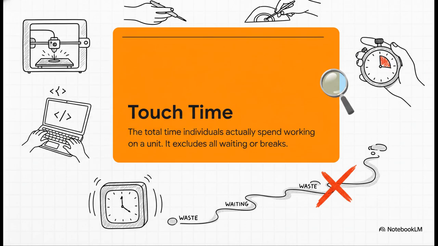To get this number, you literally have to stand there with a stopwatch and observe. And this is so important because it isolates that tiny sliver of pure value from the huge ocean of waiting and waste that usually surrounds it. And as you're about to see, the difference between the two can be pretty shocking.